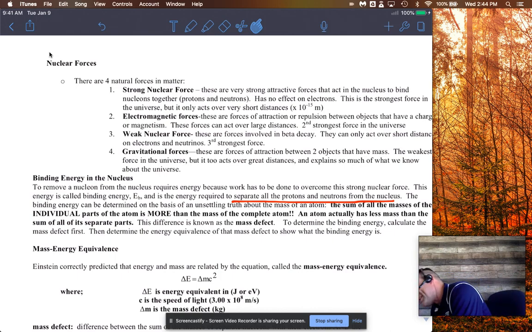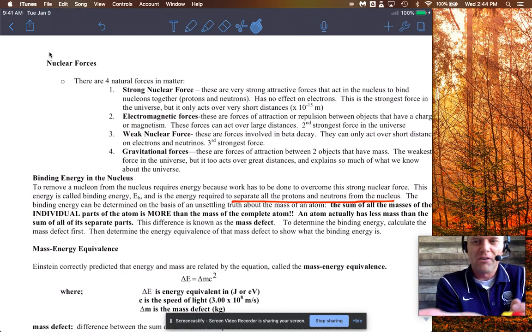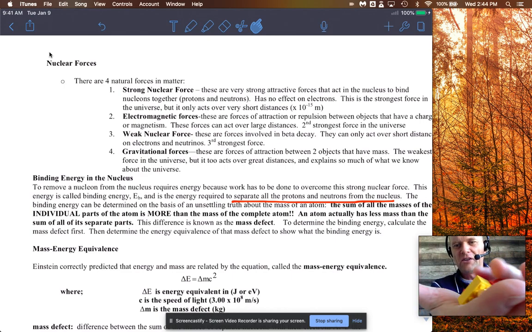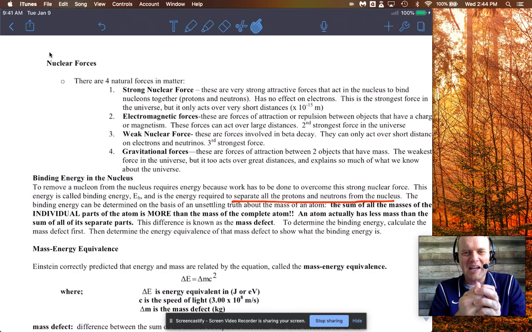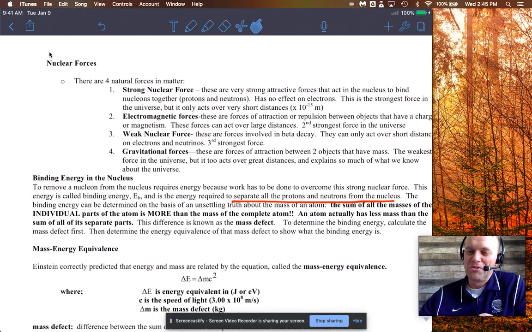So the point is, if you took all of those pieces, see them all here in my hand, you took all those pieces separately and added them up, the total of all of the individual pieces would be more than the atom when it's all together. It's not a huge amount, this mass, but we call this the mass defect. It's not a huge amount, but it's definitely not zero.